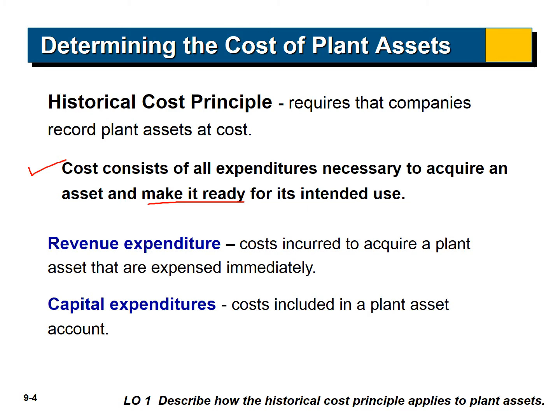What we call a revenue expenditure is a cost incurred to acquire a plant asset, but it's expensed immediately. The reason it'd be expensed is because it doesn't help get the asset ready, so therefore it's not part of the asset. The other one is a capital expenditure, and those are costs that are included in a plant asset account because it helps get it ready for its intended use.